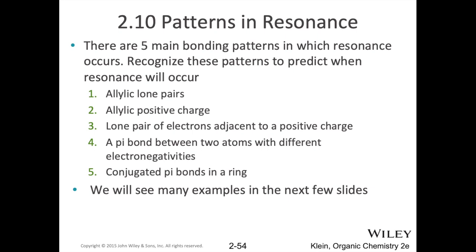Okay, so the 5 situations you're going to come across are with allylic lone pairs. Basically, you have a lone pair that's in an allylic position, that's 1 bond away from a double bond.